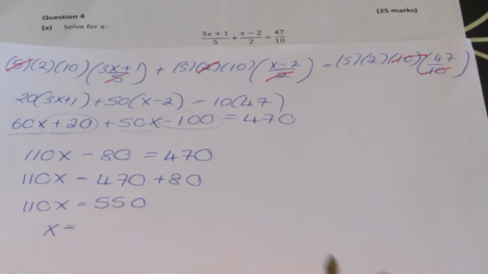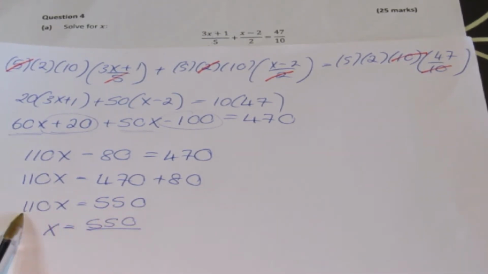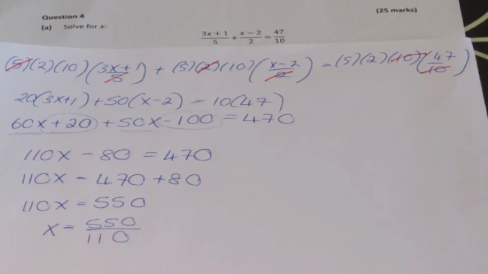We want x on its own, so we're going to take that 110. Because it's multiplying, it now comes over here and divides. It does the opposite and it divides in 5 times. So your answer is x is equal to 5.